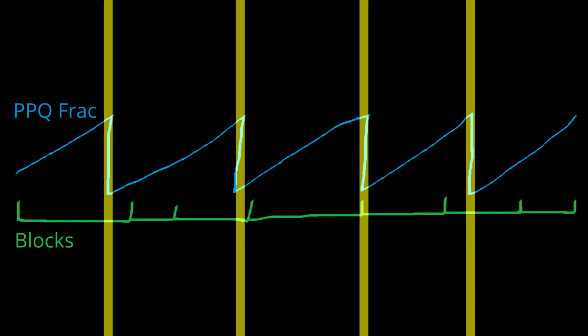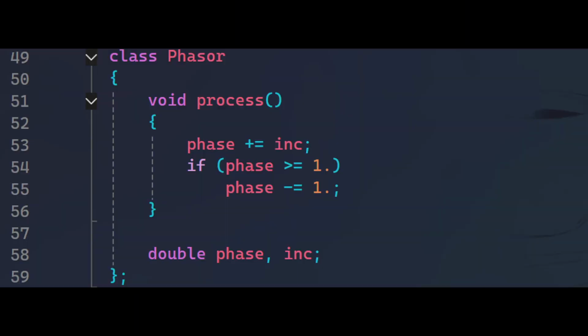So you have to figure out a way to ramp up within a block so that it lines up with the upcoming PPQ value. This is the job of a phasor. A phasor has a phase which ramps up until it reaches 1, in which case it's flipped down close to 0 again. The phasor's speed depends on its increment value.